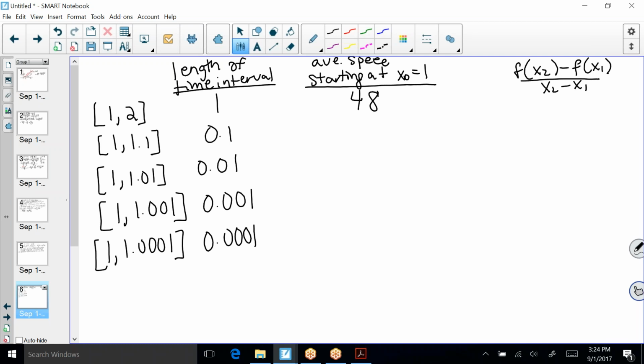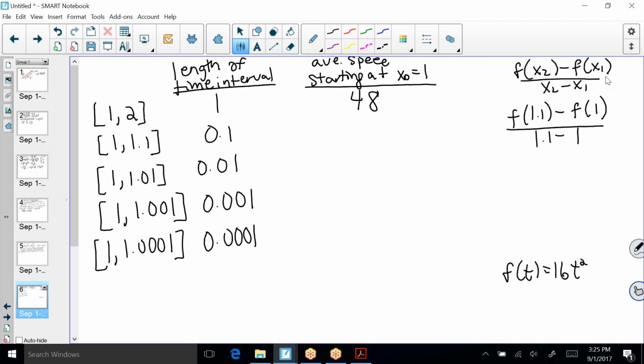So for the next one, when we're going from 1 to 1.1, our x sub 1 is 1 and our x sub 2 is 1.1. So what we're finding for this one is f of 1.1 minus f of 1, that's our x sub 1, divided by 1.1 minus 1, just like we were doing in the last couple of problems. We're using the same function here. The function still is our f of t is equal to 16 t squared, or we can call it x squared.